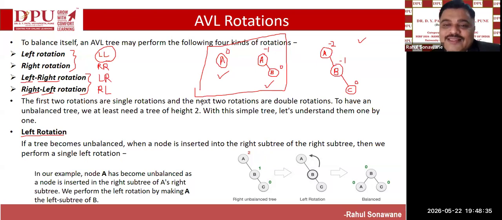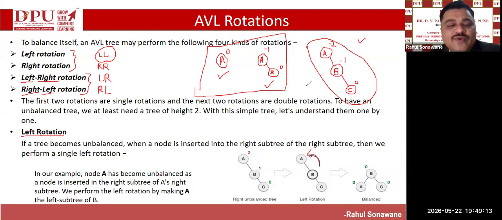Or can I say that because of insertion in the right subtree, the tree gets unbalanced. See where C is inserted? C is actually inserted in the right of the right subtree. And because of that single insertion, my tree gets unbalanced. So when you get the right skewed tree pattern, you have to perform left rotation.